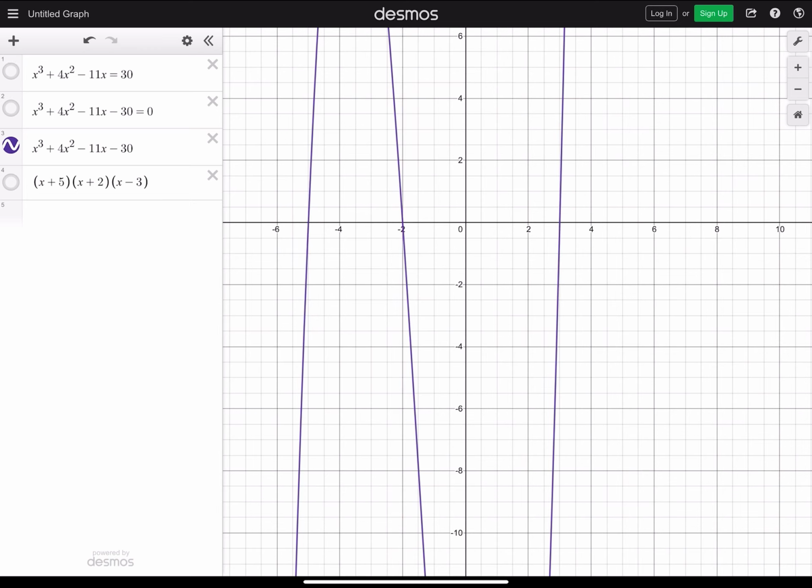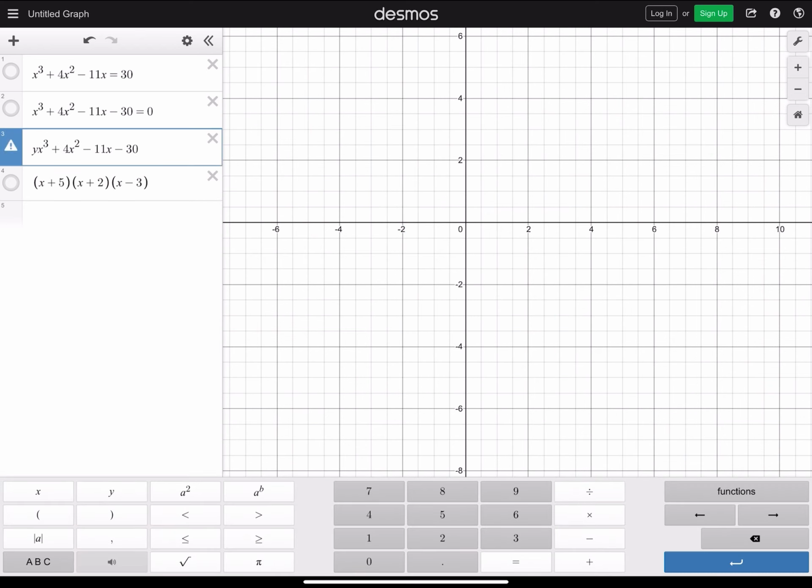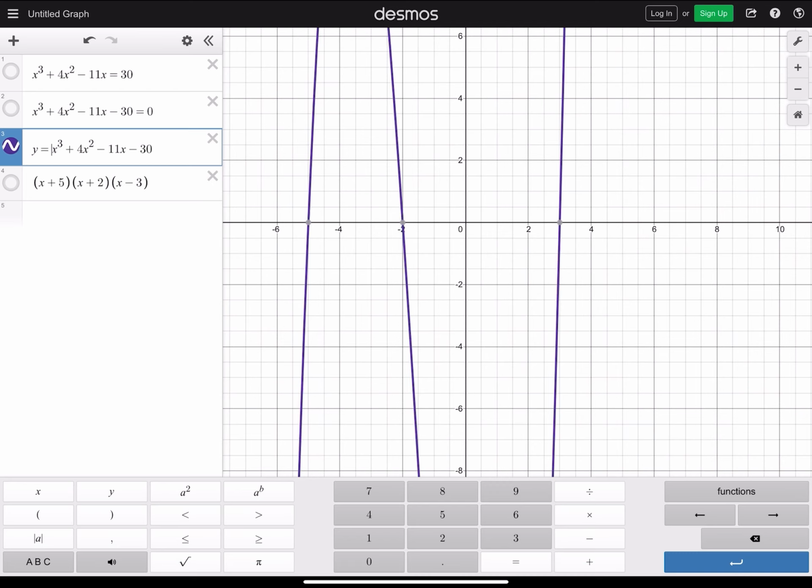So we just have to do a little bit of work and then transfer that over to my Desmos. Okay, so here is my equation, x to the third plus 4x minus 11x equals to 30. This is the same thing as saying y equals to this. Just like when you study linear equation, sketch the graph of y equals to x plus 1. Just like that, y equal.